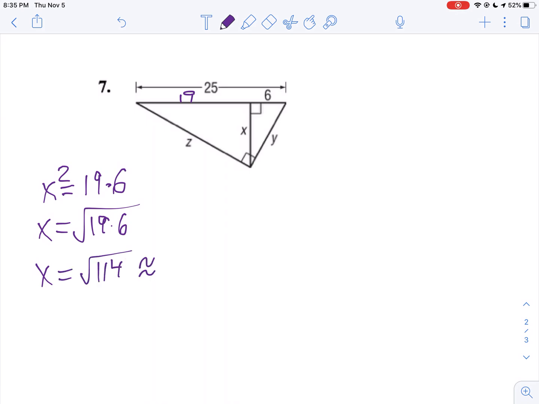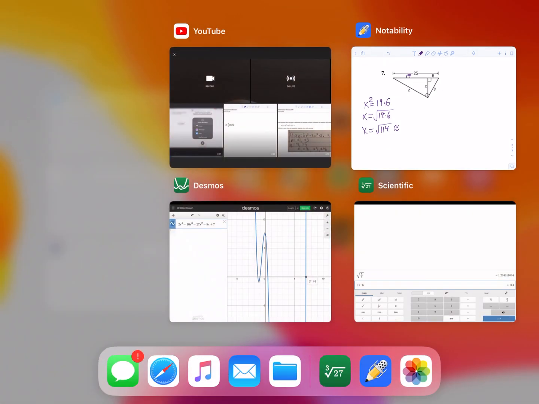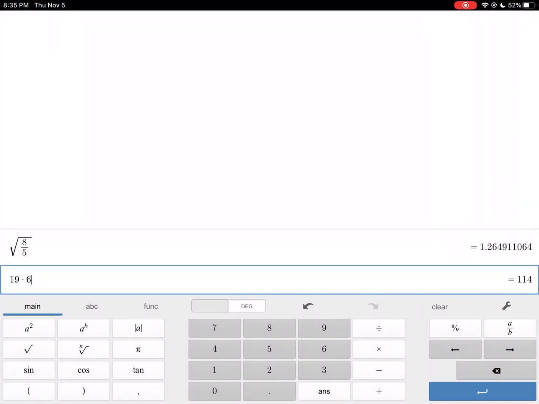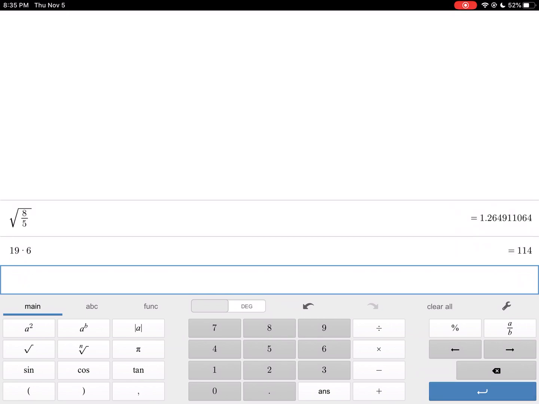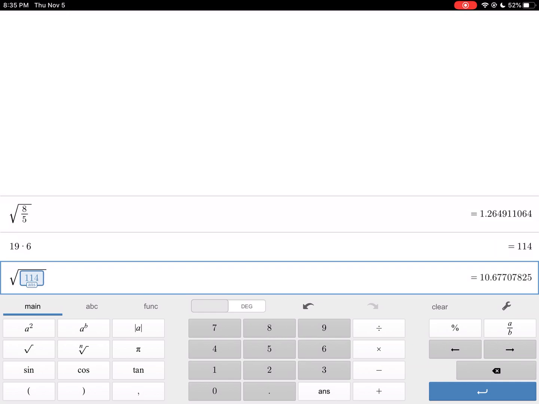We can find that approximate answer right now. So if we take the square root of 114, we get about 10.68.